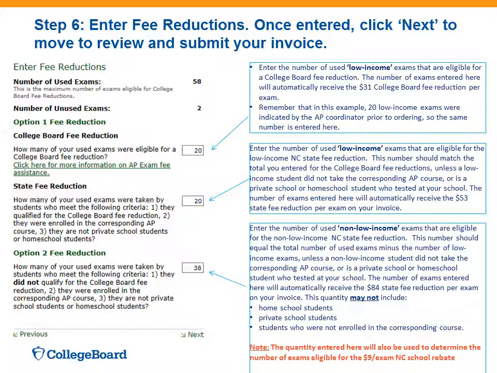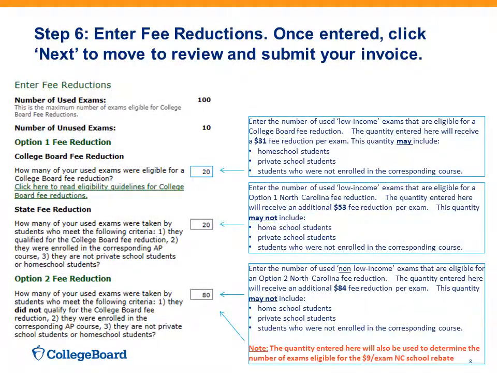So there are going to be two categories of students. You'll see we're talking about option 1 fee reduction and option 2 fee reduction on this screen. This really has to do with low income students and non-low income students. So the category 1 or option 1 students are those students who qualify for the College Board's fee reduction. You can find that eligibility criteria at our fee reductions for AP exams link that you'll see on the page.